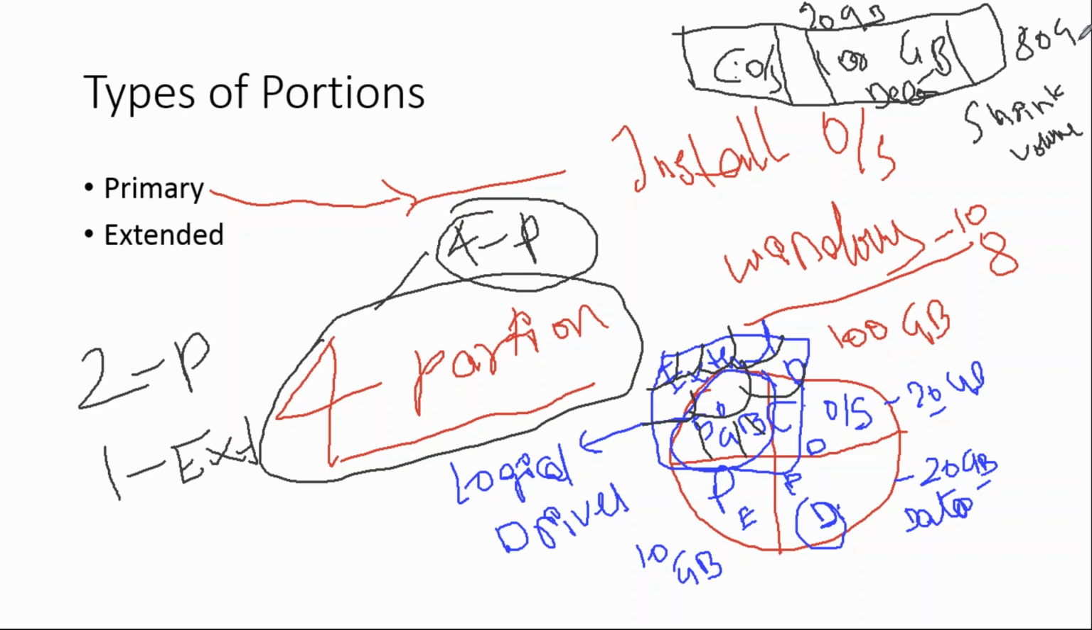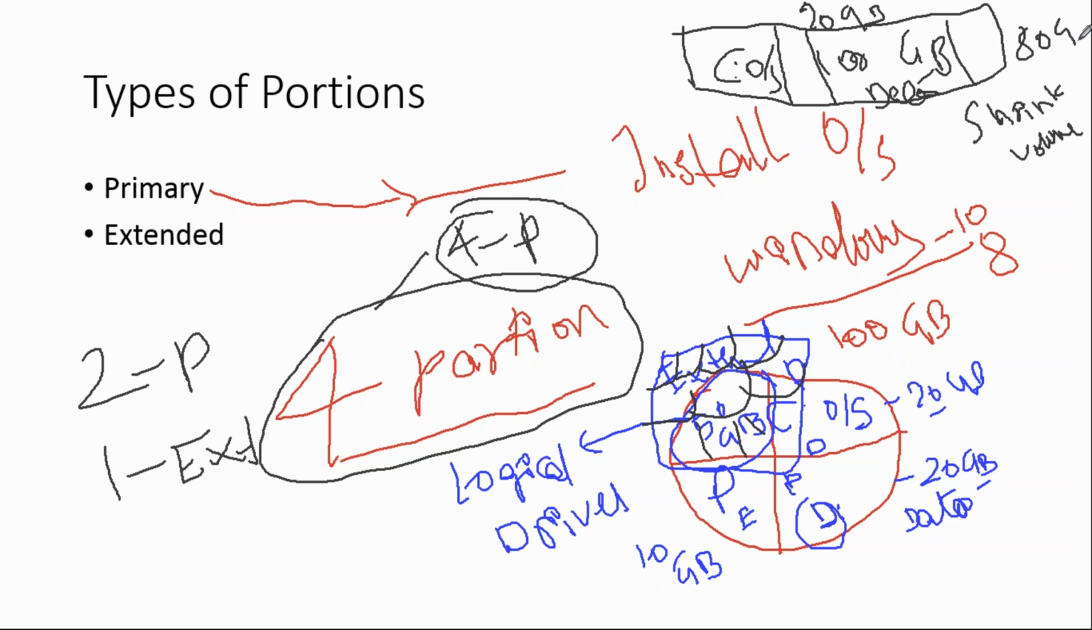So logical drives, why? Because you want to keep your data separate. Say for example, on E drive you want to keep your personal pictures, on F drive you want to keep your HR data, IT data. So these are the data, different projects you want to keep in different drives. In that situation, you can go for multiple drives using an extended partition.